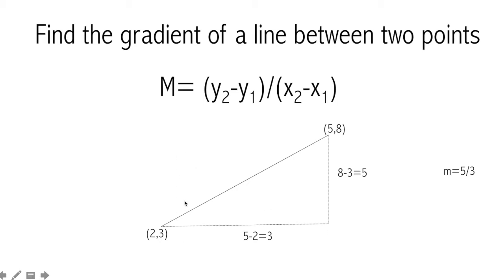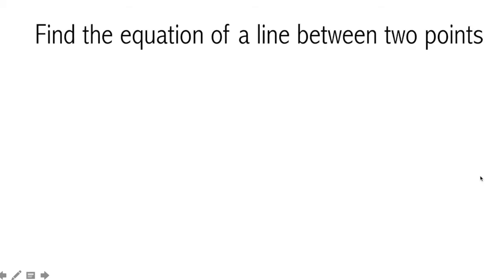So in this case, if let's say it was 2, 8, and if it was running down, your y2 minus y1 would yield a negative value, and therefore the gradient would be minus. Just try it out with a sample question.